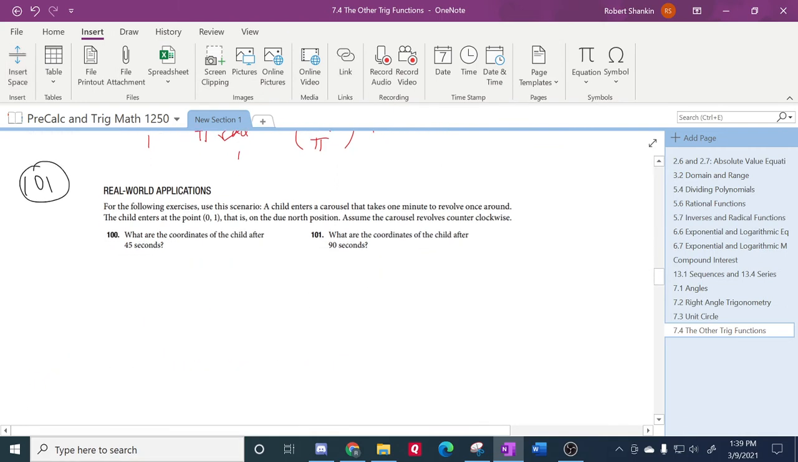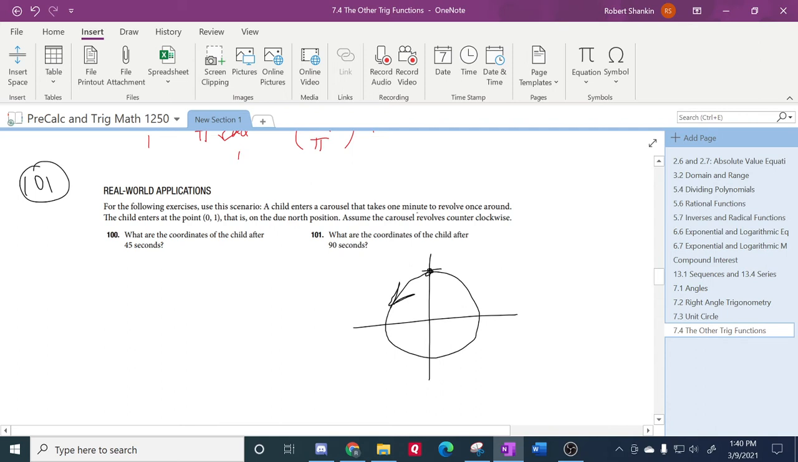This says, a child enters a carousel that takes 1 minute to revolve around once. The child enters at the point, so I'm going to draw this as if it was a unit circle. The child enters at the point 0, 1. 0 over 1 up, right up here. That is at the due north position. Assume that the carousel revolves counterclockwise. So the carousel is going to revolve in this direction. What are the coordinates of the child?